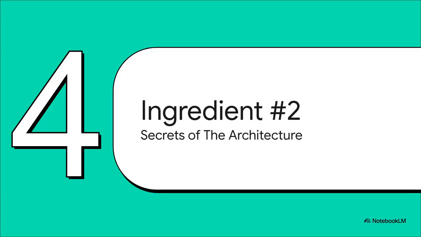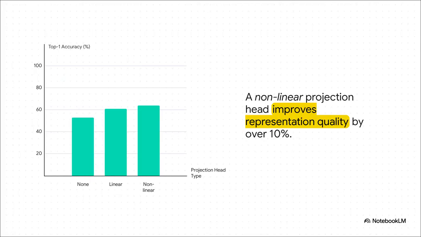All right, next up, the architecture itself. The researchers uncovered two really key insights about the model and how to train it that have pretty much become the gold standard in the field ever since. The first secret is something called the projection head. And this chart tells you everything you need to know.